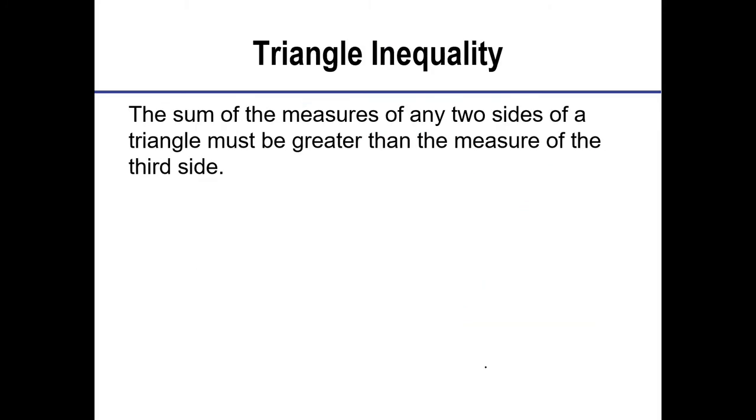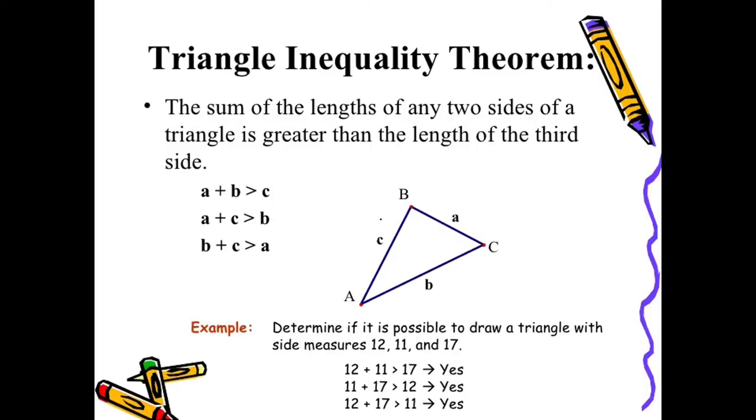The sum of the measures of any two sides of a triangle must be greater than the measure of the third side. What that means is, if I take a triangle with the side lengths A, B, C, I can take any pair of sides and add them together. That must be greater than the third side. So A plus B must be greater than side C, or A plus C must be greater than side B, or B plus C must be greater than side A. Let's look at an example.